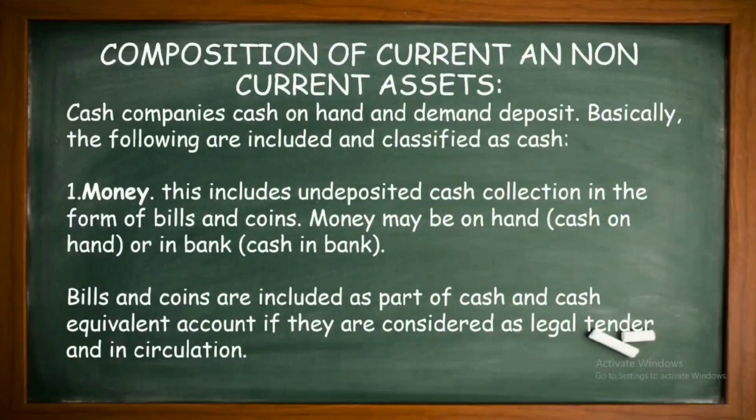Basically, the following are included and classified as cash. Number one, money. This includes undeposited cash collection in the form of bills and coins. Money may be on hand or cash on hand or in bank or cash in bank. Bills and coins are included as a part of cash and cash equivalent account if they are considered as legal tender and in circulation. So money, this includes yung mga undeposited cash collections gamit ang bills and coins.